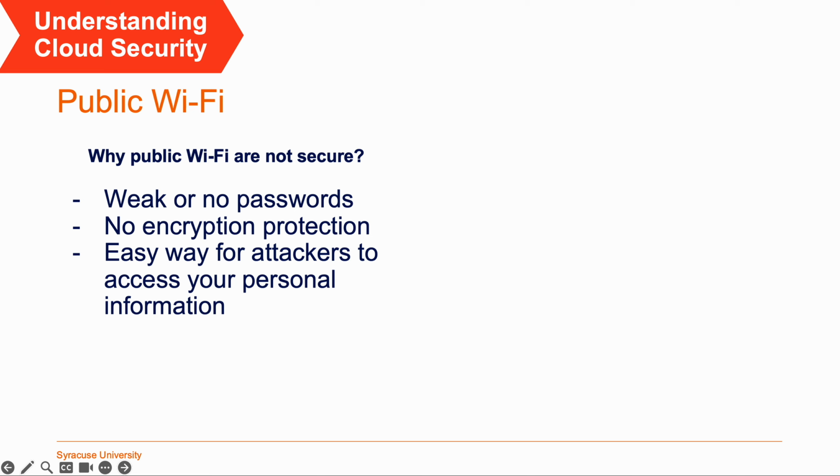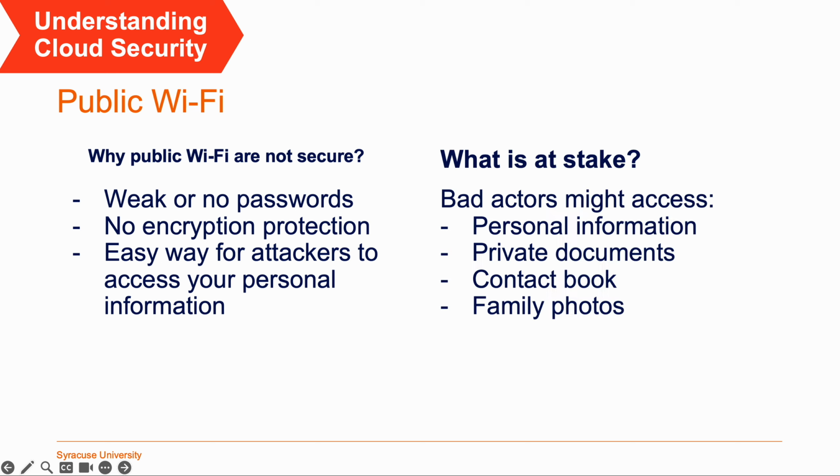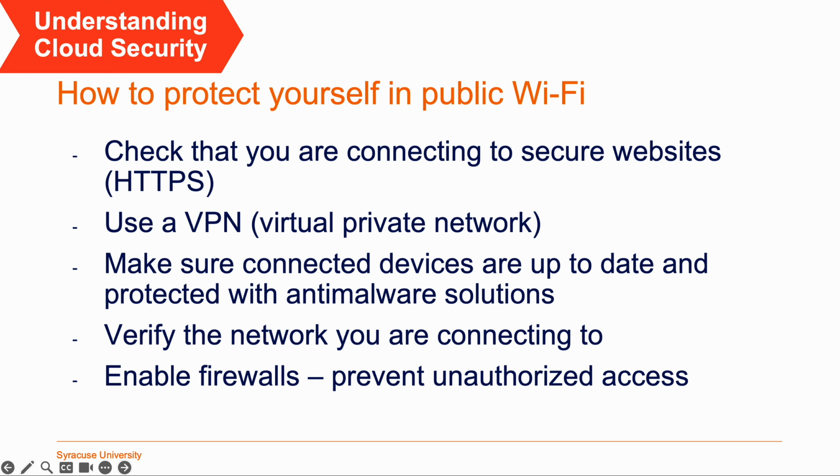Public Wi-Fi networks usually have weak or no password. They lack encryption, leaving your data exposed. They have ease of access for potential attackers, and these vulnerabilities put your sensitive information at risk. Personal information, private documents, contact book, and family photos can be accessed by bad actors.